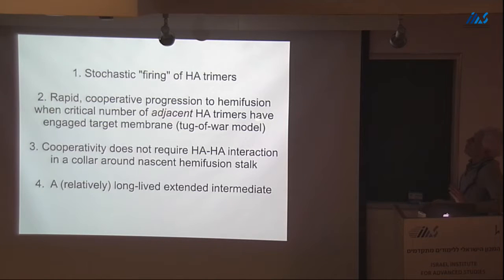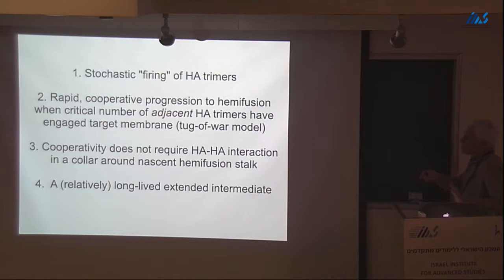And so there's a rapid progression to hemifusion, and hence resolution of things, only when a critical number of adjacent trimers have engaged the target membrane. Call it a tug of war model merely because if you have a tug of war, and let's imagine there isn't a team there, but just a constant force, the instant you add some critical number of members of the team, the rope will pull, and you don't need to talk to each other, you don't need to touch each other, you don't need to cooperate in any way except all pulling on the same resistance.